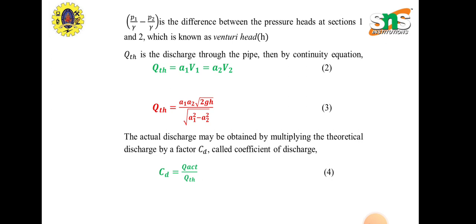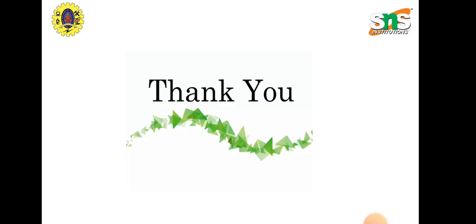The actual discharge may be obtained by multiplying the theoretical discharge by a factor Cd, which is called the coefficient of discharge, or Cd is equal to actual discharge by theoretical discharge. So actual discharge can be calculated by A h by t, where A is the area of the collection tank and h is the height of 10 centimeter rise and t is the time taken for 10 centimeter rise. Thank you.